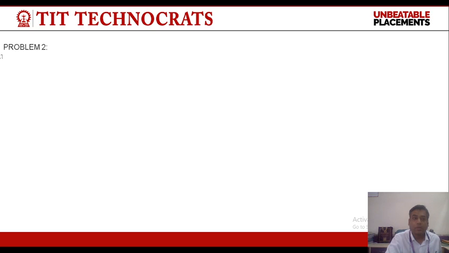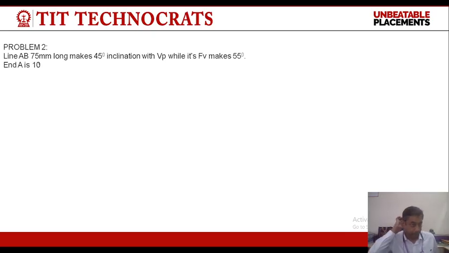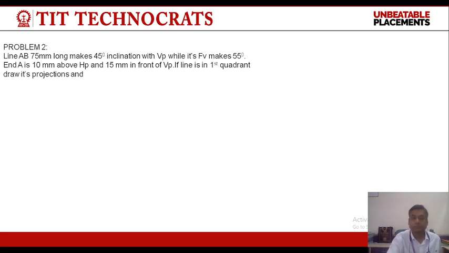Okay? Again, we will take one more problem as shown in the figure. The given problem is: line AB 75 mm long makes an angle of 45 degrees with the VP, while its front view makes an angle of 55 degrees. Point A is 10 mm above HP and 15 mm in front of VP. If the line is in the first quadrant, draw its projection and find its inclination with HP.